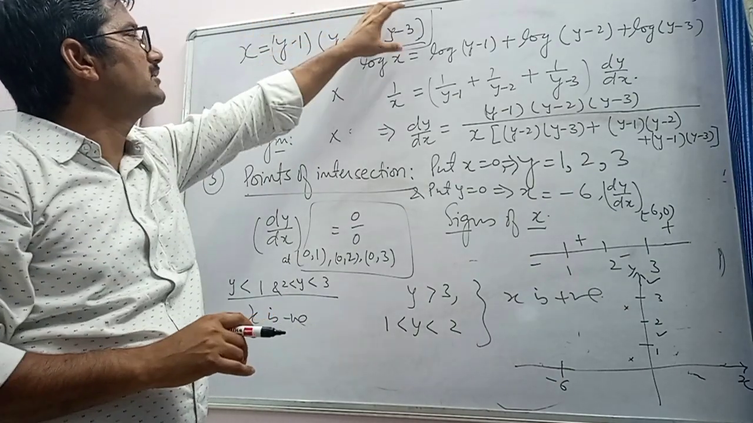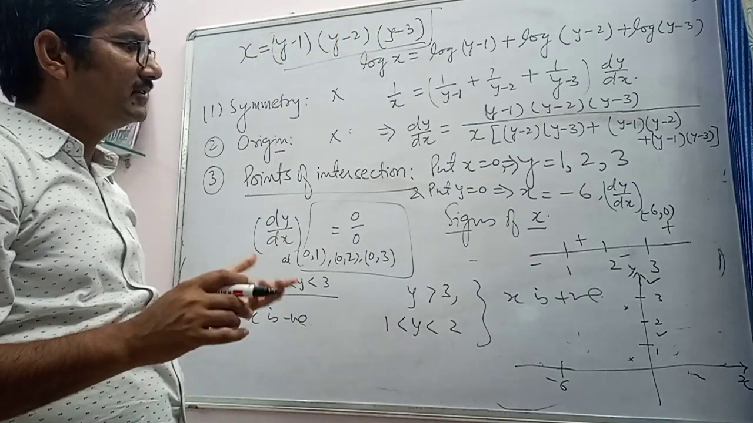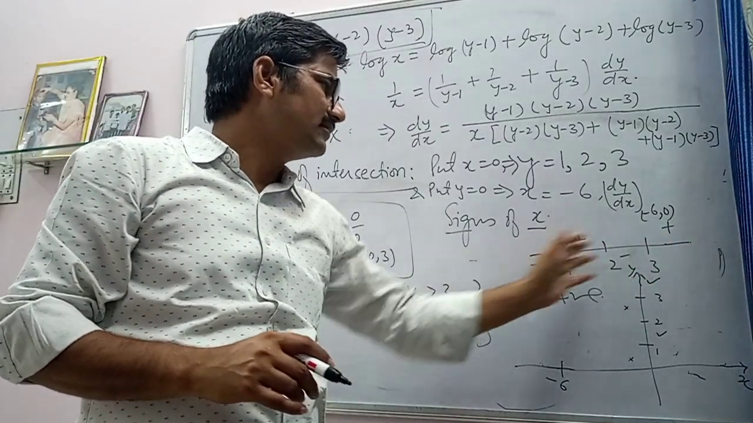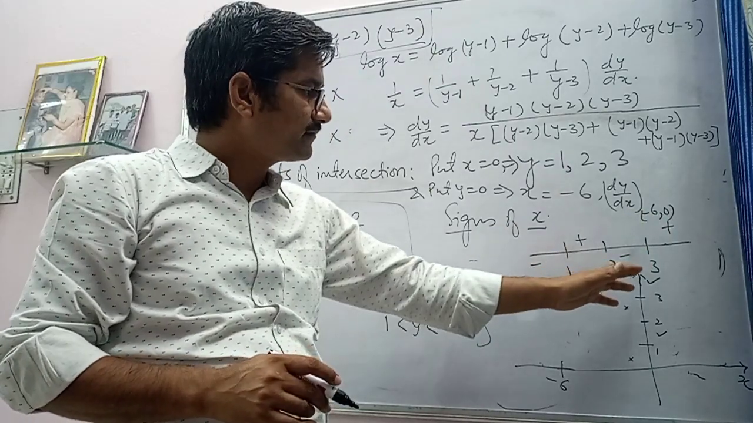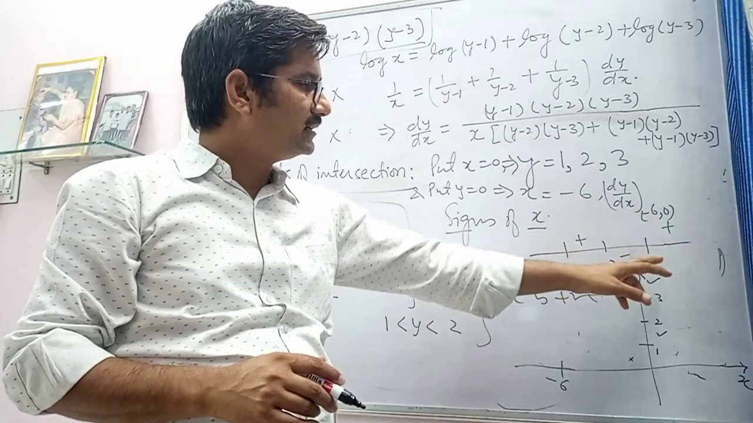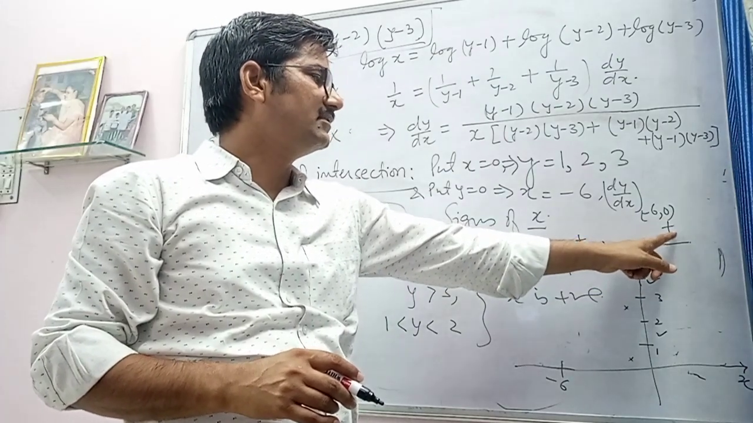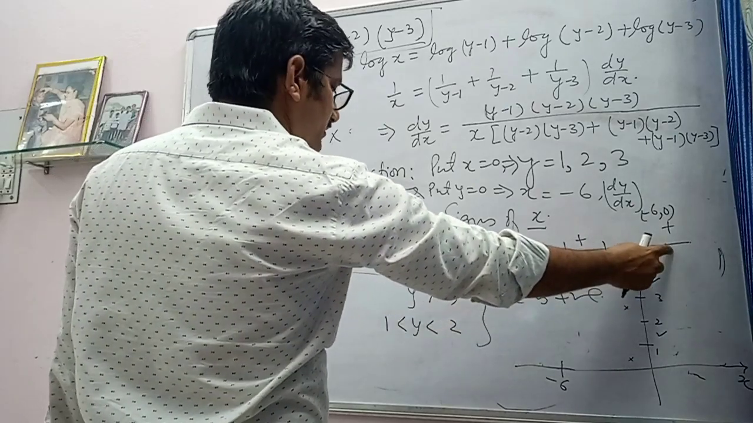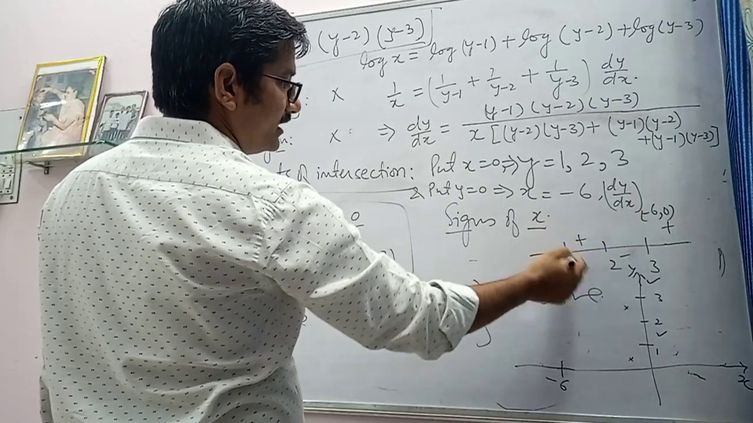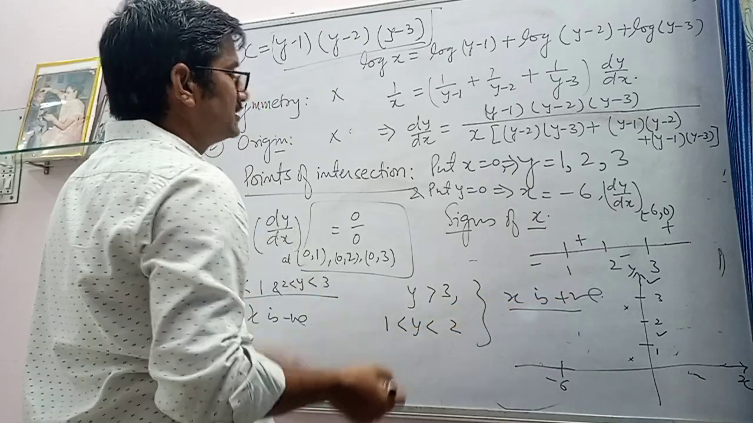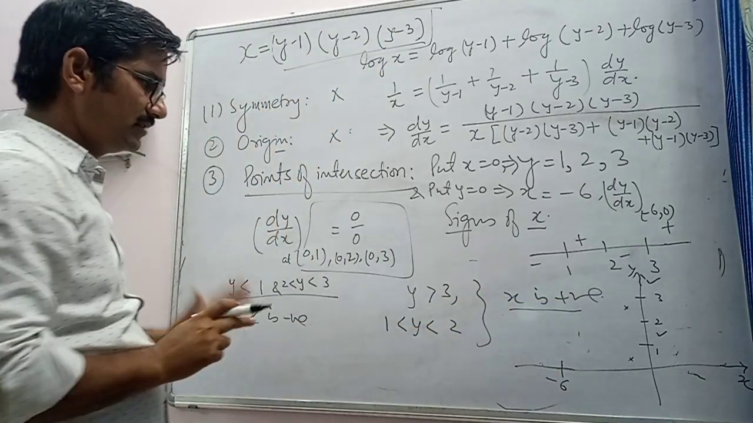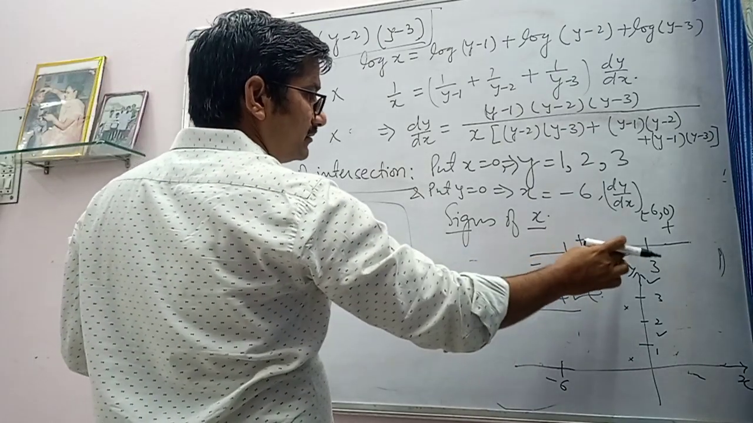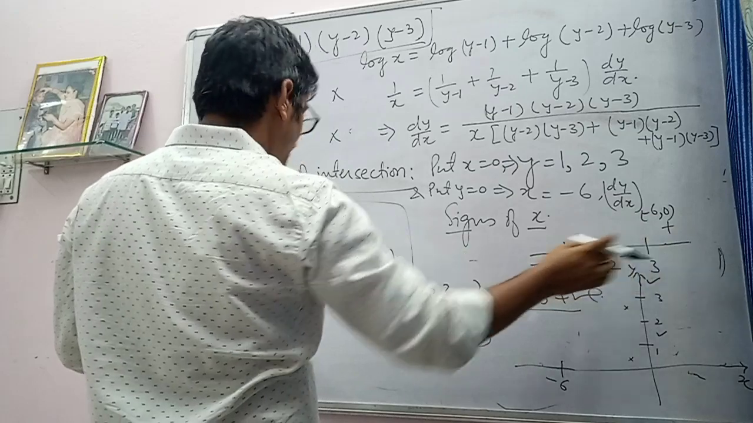So equating each coefficient to 0, we will get y equal to 1, 2, 3, and so splitting the real axis at these 3 points 1, 2, 3, and starting from the rightmost portion, it is positive, negative, positive, negative. So if y is greater than 3 and y lies between 1 and 2, x is positive because this expression is positive there.